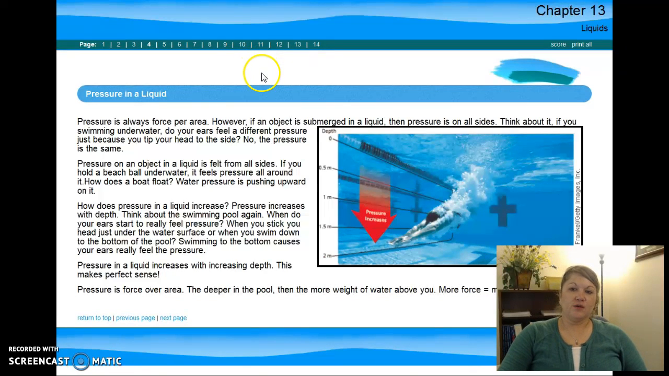Alright, pressure in a liquid. Pressure is always force over area, as we discussed. However, if you have an object like this person diving in the pool, if they're submerged, then they're going to feel that pressure on all sides, but they're going to feel more pressure with depth. Because yes, pressure is force over area, but what's supplying the force? Well, the weight of the water above you is supplying the force. So the deeper you go, more weight of water above you.